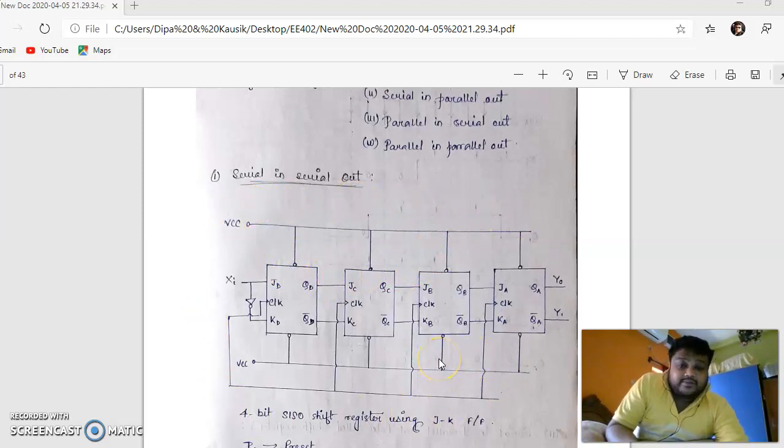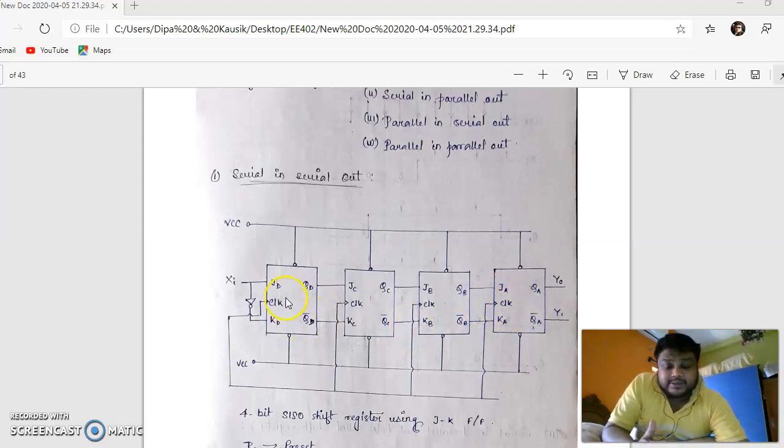So at first we enter the input in serial fashion and we get the output also in serial fashion. Means when we enter the input, the clock pulse is necessary, and when we get the output, the clock pulse is also necessary.